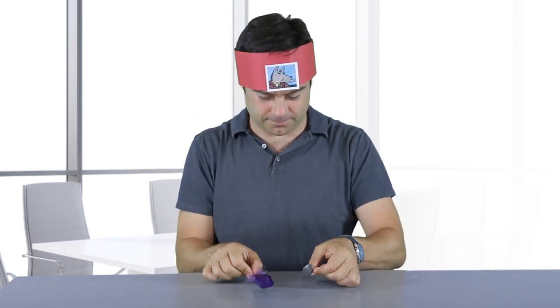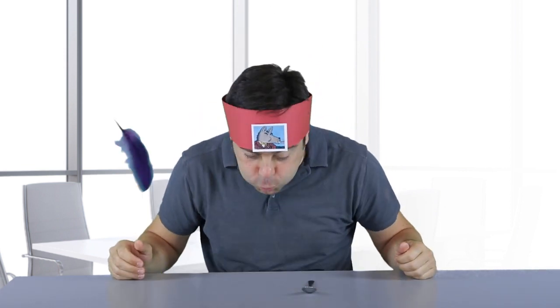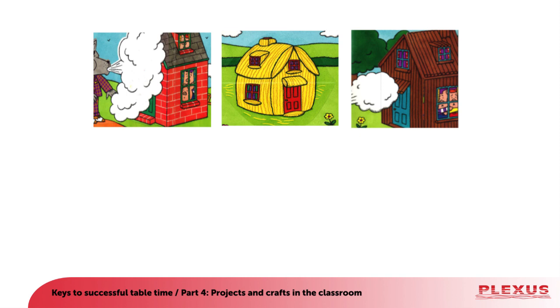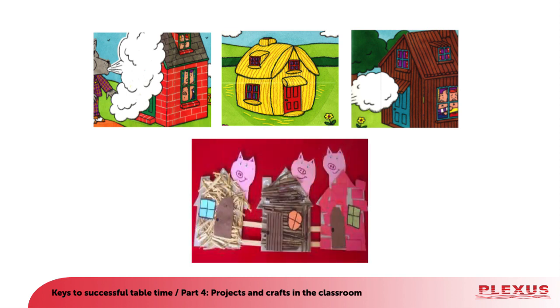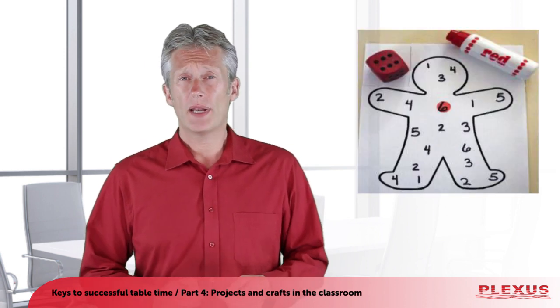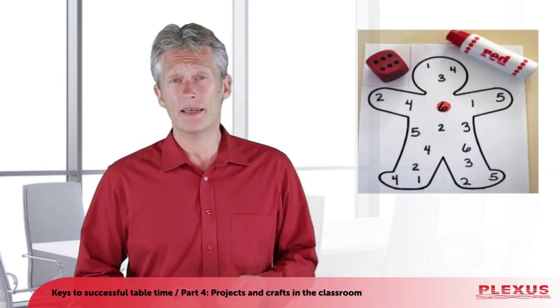3. Link to science by carrying out a huff and puff experiment. Or by identifying the properties of brick, wood or straw. 4. Link to art by making houses out of string for straw, toothpicks for wood, and red paper squares to represent bricks. 5. Link to maths by playing a number game in pairs using a die.